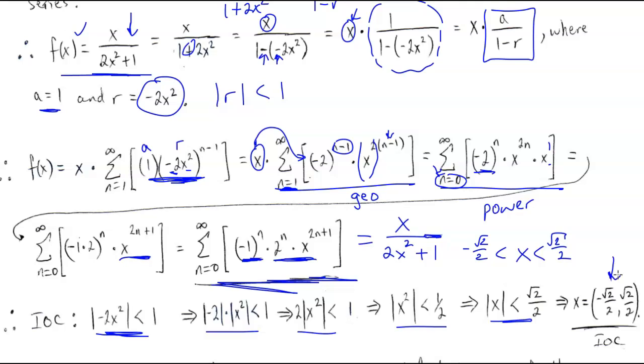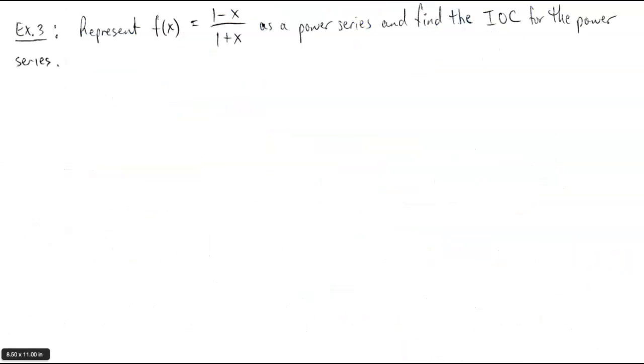Okay, so the first two examples I had already worked out for you, but these next two examples we're going to work out from scratch, so you can kind of see how this is done organically from the beginning. So we want to represent the function (1 - x) divided by (1 + x) as a power series, and then also find the interval of convergence.